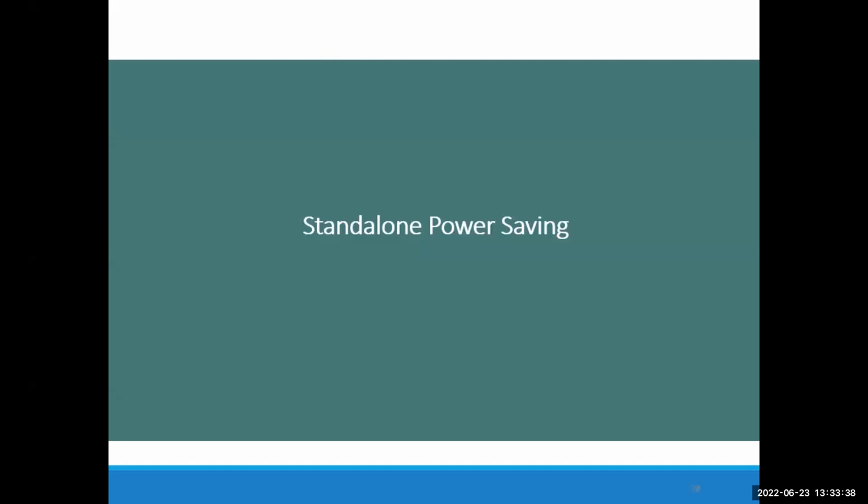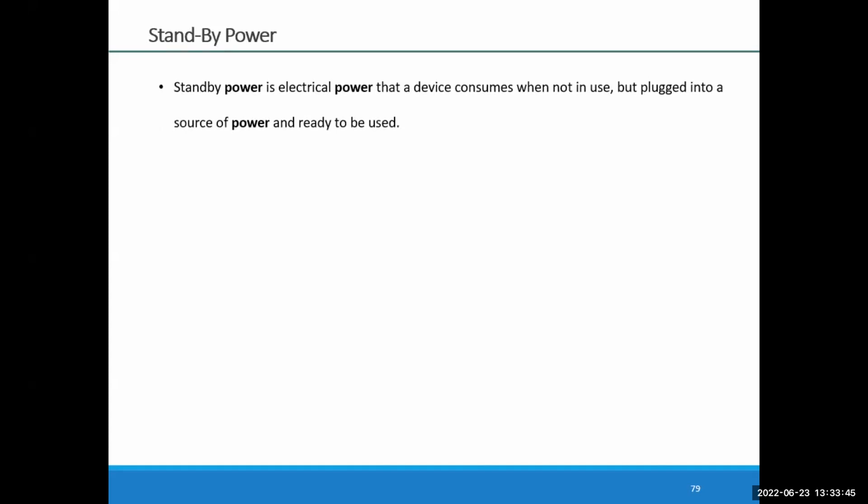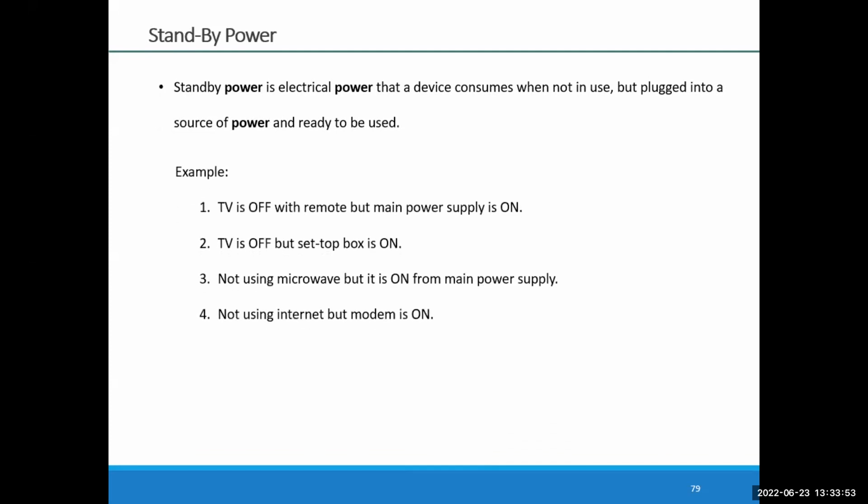So the third option is standby power saving. Under standby power saving, we consider the electrical power that a device consumes when not in use, but plugged in to the source of power and ready to be used. That means in our day-to-day household appliances, we use so many electronic appliances where we use a remote control to switch on and switch off. For example, the TV is off with the remote, but the main power supply is on. This is one place where standby power is being consumed.